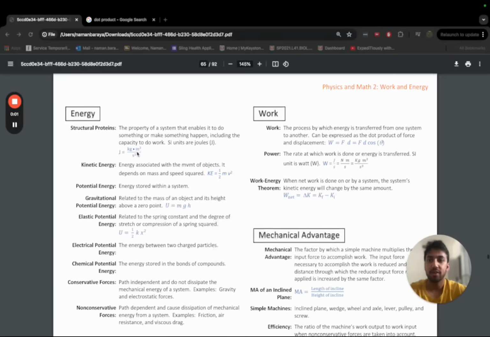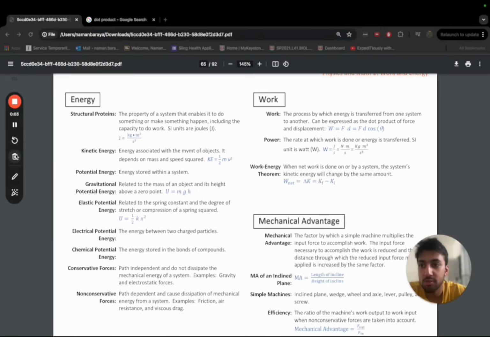Okay, let's talk about energy. So this is not too important, the structural proteins, but it is important to know how joules are derived, the unit for joules. And so how I think of it is, I think of it using this equation. Joules is essentially kilograms times meters over second, and both of those, meters over second, is squared.